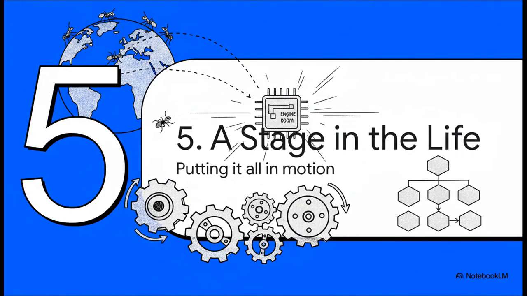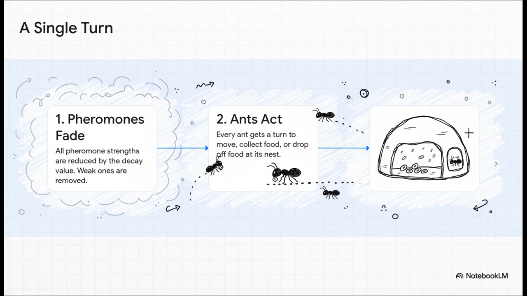a food source. So we've got the world, we've got the ants, we've got their communication system, but how does anything actually happen? Let's look at the engine room of the simulation, the advanced stage method. When you advance the simulation by one stage, it's not just one big messy event. It's a very precise, ordered sequence of events. First, all the pheromones in the entire world decay a little bit.